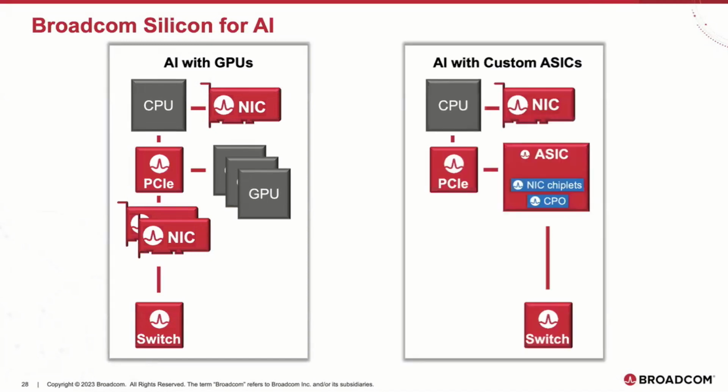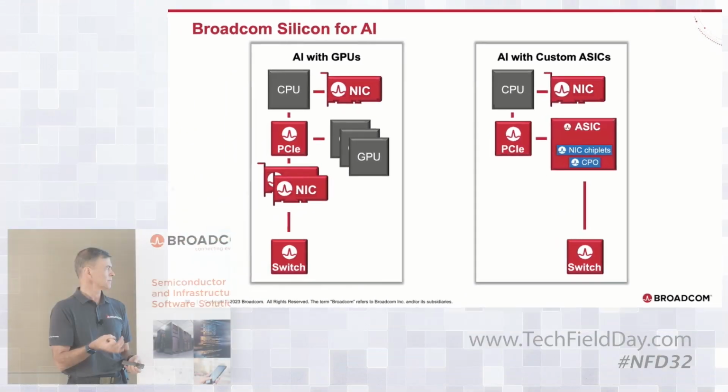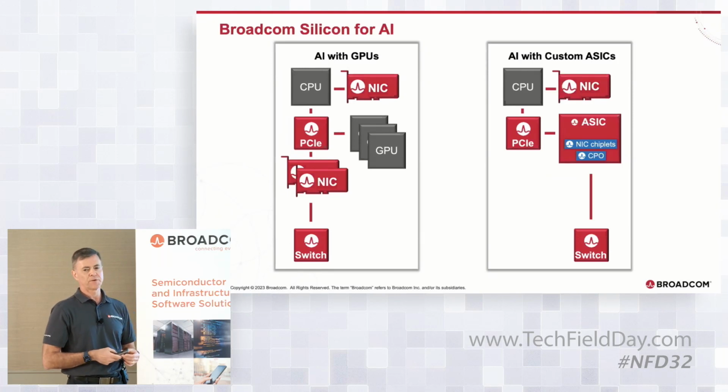We also work with a lot of customers on custom ASICs. A lot of custom training ASICs are already being deployed in very high volumes. In those cases, we provide PCIe switches, the NICs, and the custom ASIC services. We also provide NIC chiplets. So if you wanted a custom ASIC but didn't want to worry about the networking portion, we'll provide a chiplet that you can include with your training or inference ASIC. And if needed, we also have those optical engines, the co-packaged optics, that you can include on chip.